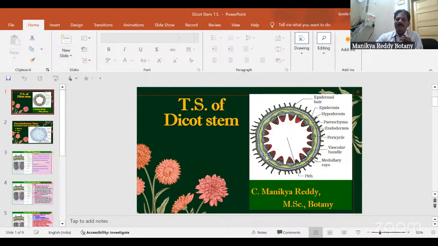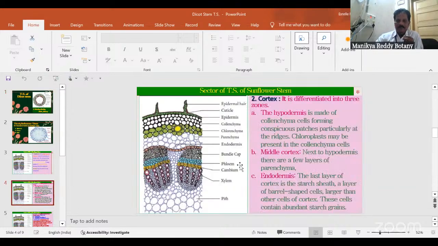Cortex is a very small part in dicot stem. Stele is very large. Stele is the central column, occupies the major part of the stem. So let us see. This is epidermis, this is cortex. In cortex, you can find 3 zones or 3 parts.